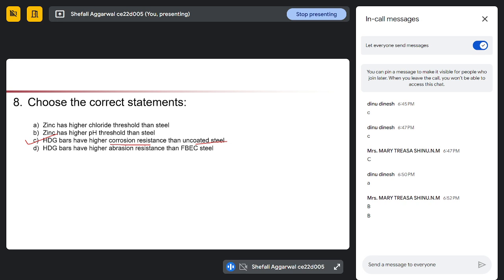The other thing is it has higher abrasion resistance than fusion bonded coated rebars. In this case, there is a chemical bond between iron and zinc. You have metal and metal coating, and it will be much stronger than normal FBEC steel, where you have just a normal epoxy coating, which can be destroyed by normal bending or transportation itself. So it has a higher abrasion resistance, and this is also correct. The last two options are, it has a higher chloride threshold than steel. Is it true or false? Any idea?